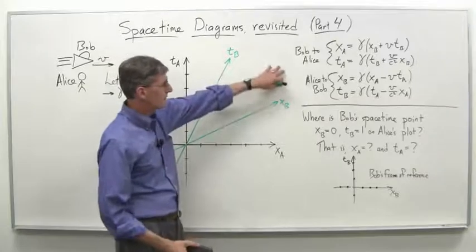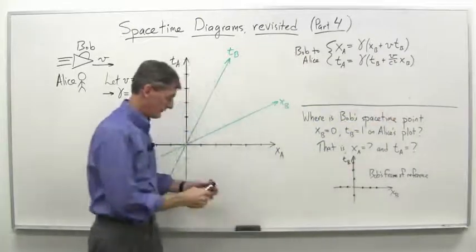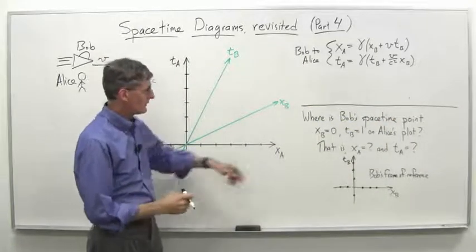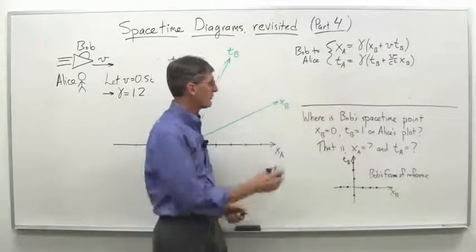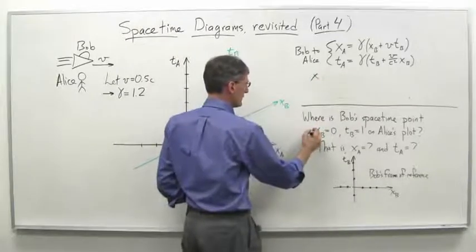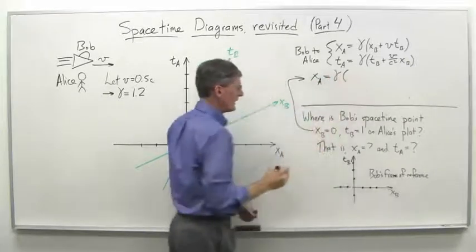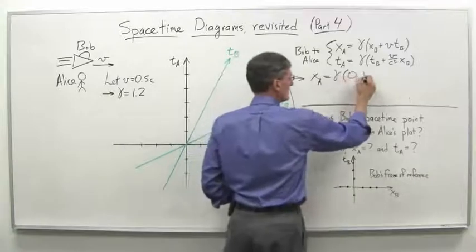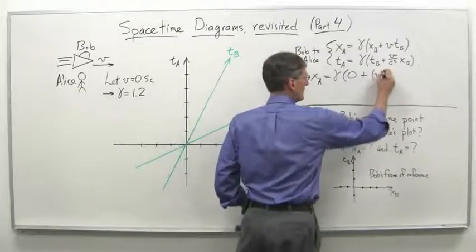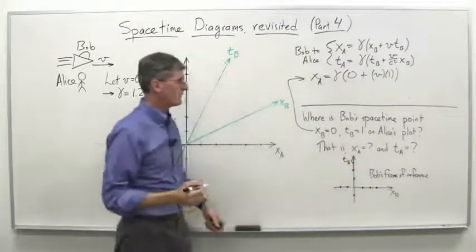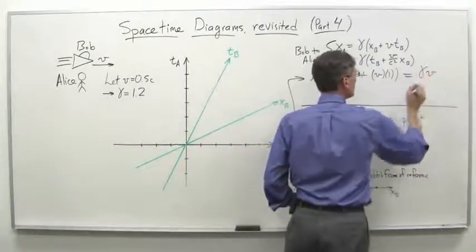If we look at our equations up here, it's actually the top pair that work well this time. So we'll erase that and say, okay, because note I've got x_B equals 0, so I can put 0 in for the x_B's here, and t_B equals 1. So I get x_A equals gamma times, now x_B is simply 0, plus v times t_B, which is 1. So I just get v times 1, and obviously 0 plus v is just v. So this becomes gamma v.